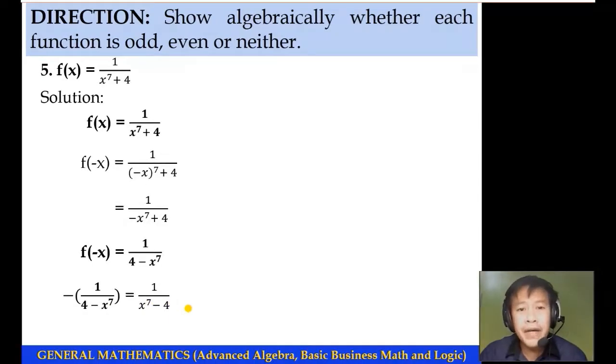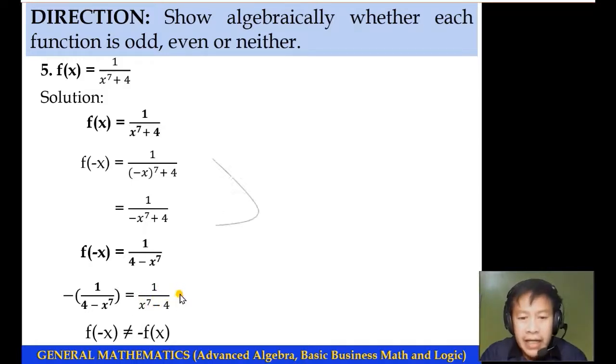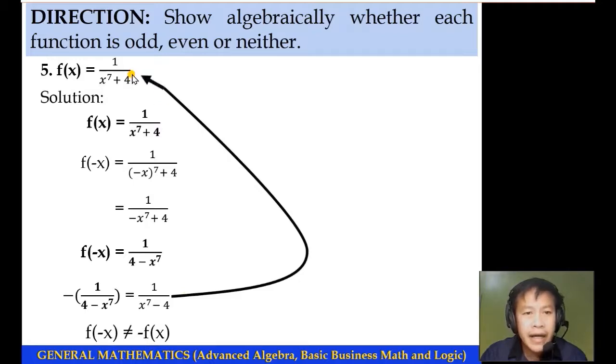Now, we have shown algebraically that f of negative x is not equal to negative f of x, because after getting the negative of f of negative x, it is equal to 1 over 4 minus x raised to 7, and the result, 1 over x raised to 7 minus 4, is not equal to the original rational function, which is f of x equal to 1 over x raised to 7 plus 4. We can finally conclude that this rational function is neither an odd nor even function.